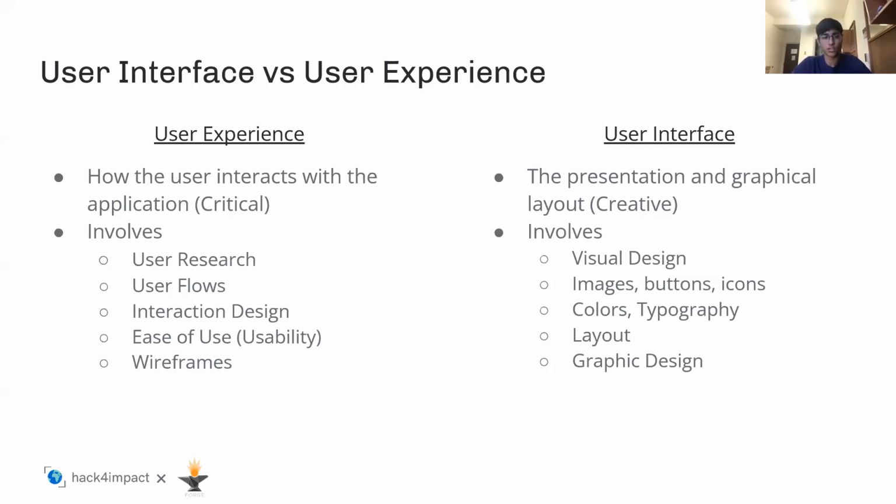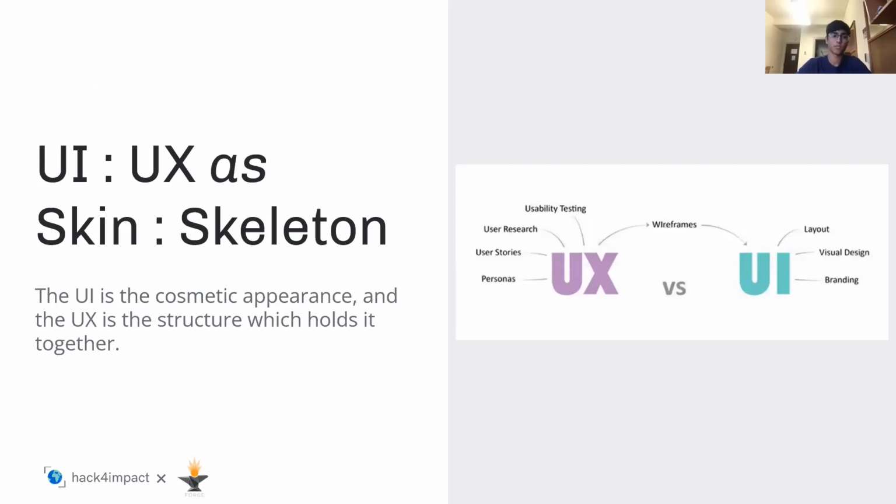Next, user interface, or UI, is the aesthetic design of a product. This is about the presentation and graphical layout, and it is also a very creative step. It involves visual design, such as images, buttons, icons, colors, typography, layout, and graphic design. UI and UX can be thought of through the analogy of skin and skeleton, where UI is the cosmetic appearance and UX is the underlying structure that is to be presented from beginning to end.